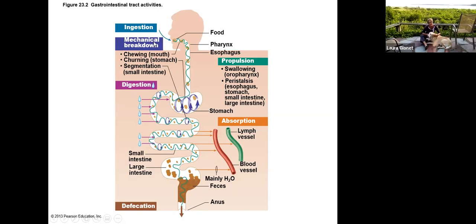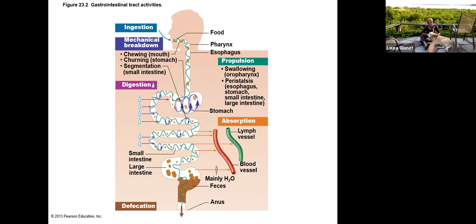So we have mechanical breakdowns such as chewing, which is mastication, churning of the stomach, churning in the large intestine farther down, and segmentation in the small intestine. We have forms of propulsion like swallowing and peristalsis. Absorption primarily occurs in the small intestine, but we absorb certain molecules in the stomach as well. The absorbed molecules will either enter the cardiovascular system or the lymphatic system. The only things that go into the lymphatic system are the building blocks of fats called chylomicrons.